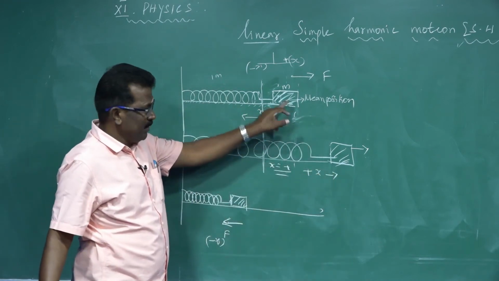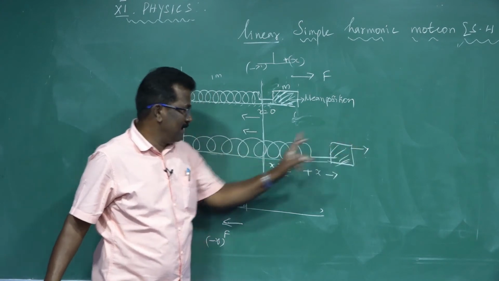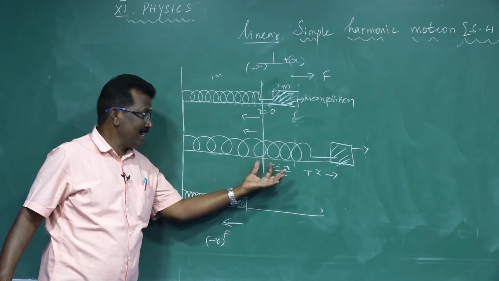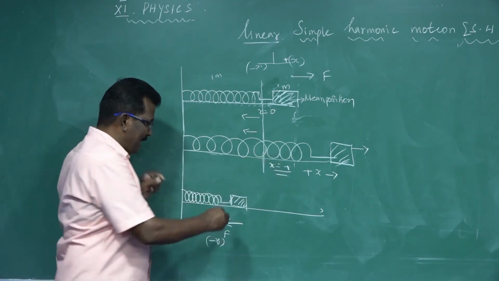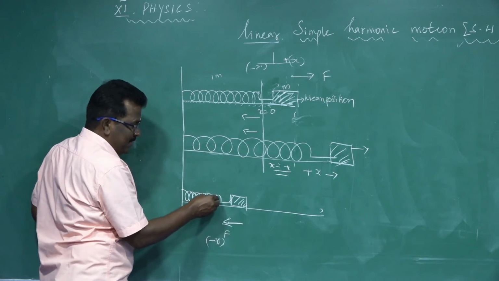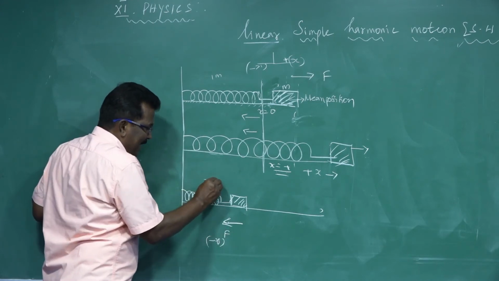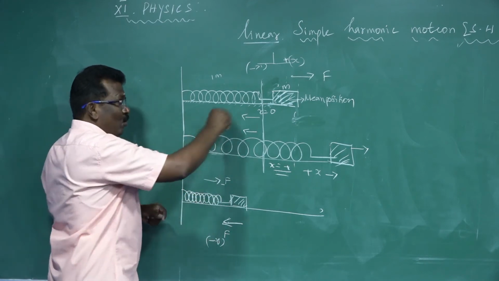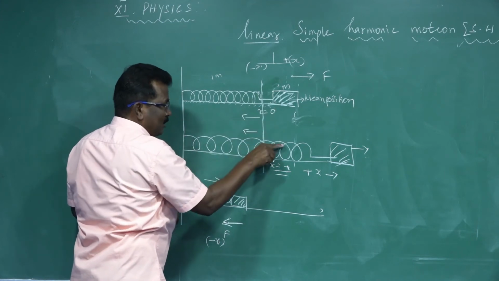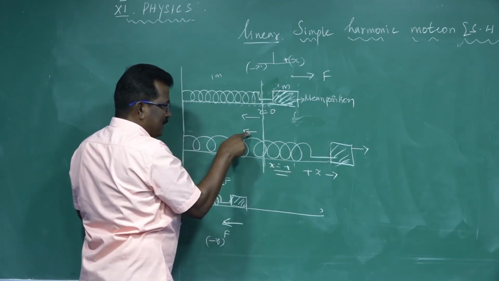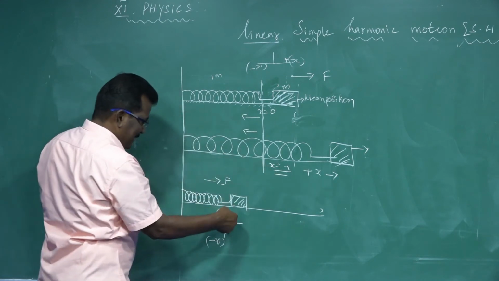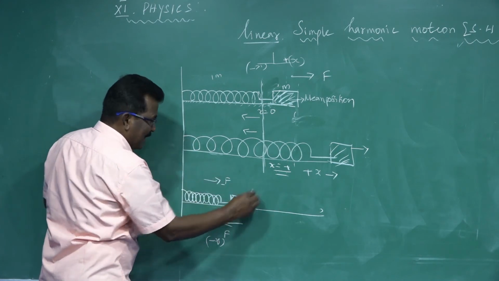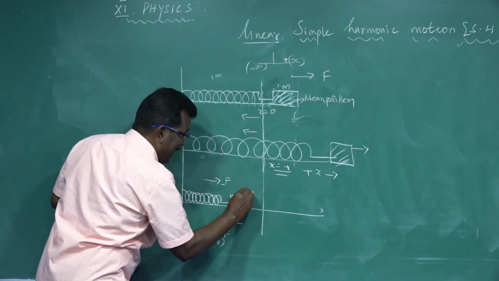This is the mean position. The force acts along the positive axis, and the restoring force on the spring tries to restore the original position. Similarly, when the force is applied and the body compresses, the restoring force immediately tries to restore the original position. When the force acts along the positive x-axis, the restoring force acts in the opposite direction, the negative direction. So the displacement is x, or minus x.